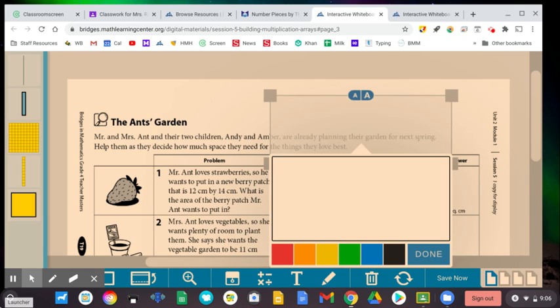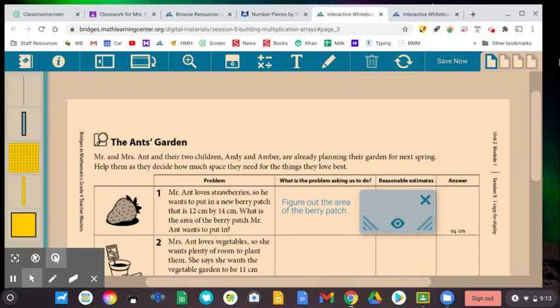While you are figuring things out, I'm going to put this on pause and I'm going to type something. Okay. So after you had your quick little discussion, did you come up with the same idea that I did, that the problem is asking us to figure out the area of the berry patch? So now I want you to think about a reasonable estimate. Now, estimation is really hard for some people because a lot of us want to have the exact answer. So when we talk about reasonable estimates, we want to take what we know to get an answer that is close to a possible answer.